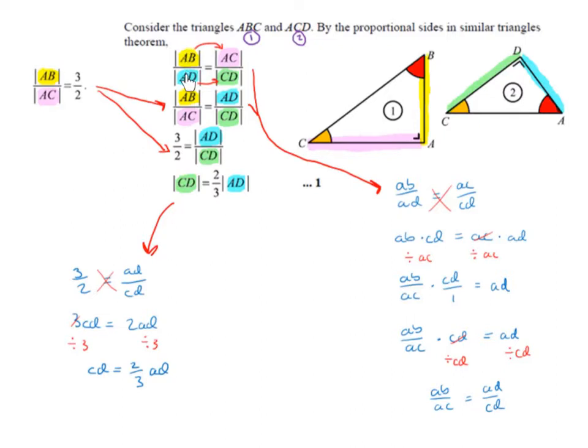So AB over AD is equal to AC over CD. So we're going to rearrange this equation so that we have AB over AC and AD over CD.